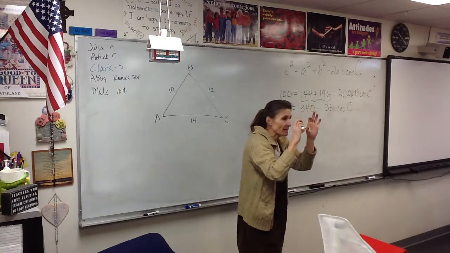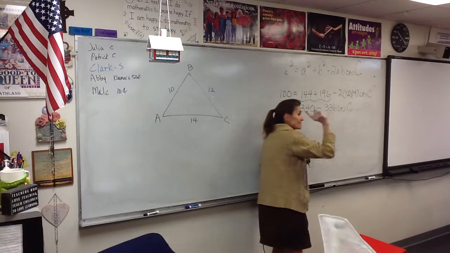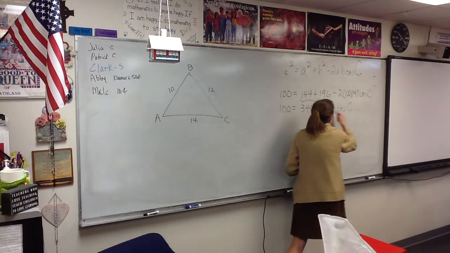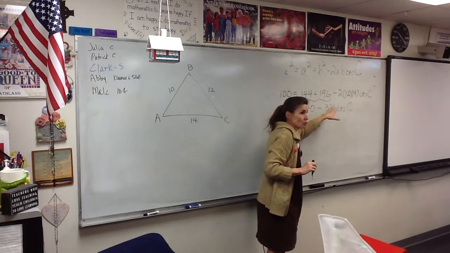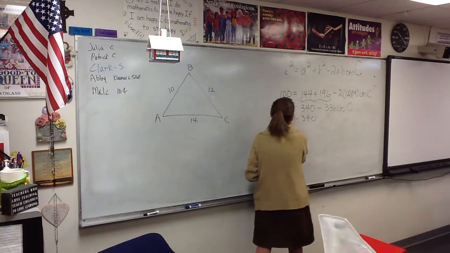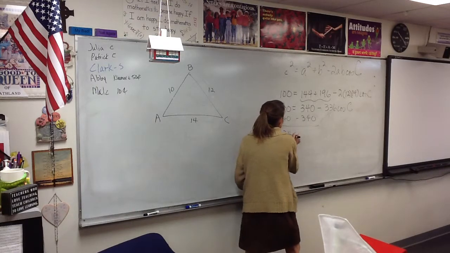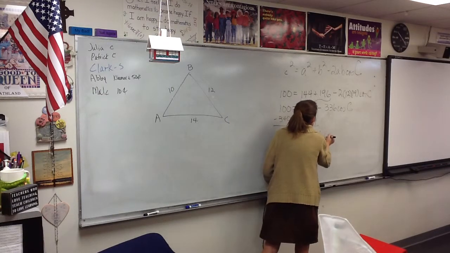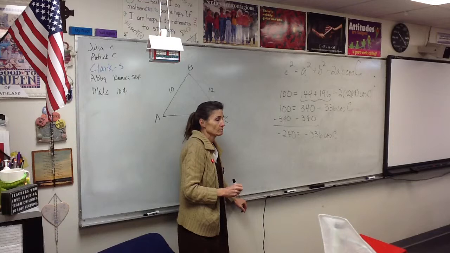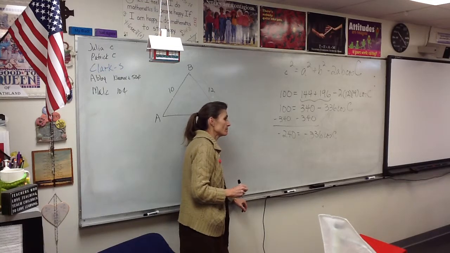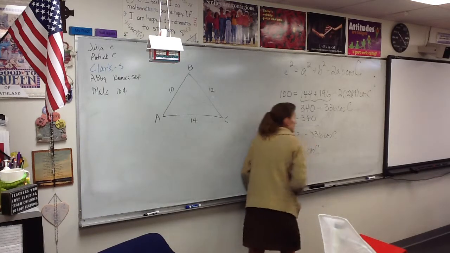Now, I want everyone's eyes focused on me for a minute. These 2 numbers do not subtract because this one is hooked to a cosine. So instead of subtracting these 2 numbers, you're going to subtract 340 from both sides. And you're going to have negative 240 equal to negative 336 cosine C. What do you think you'll do next? So 240 over 336 equals cosine C.